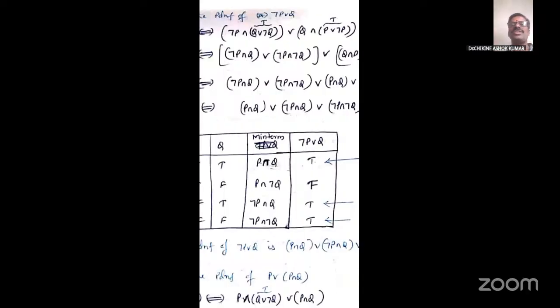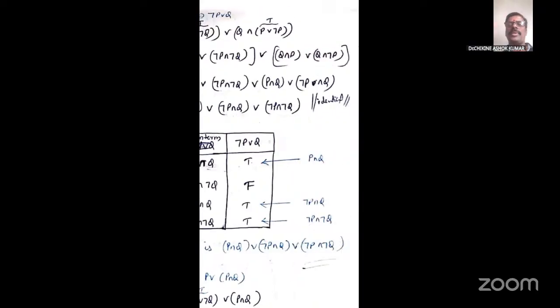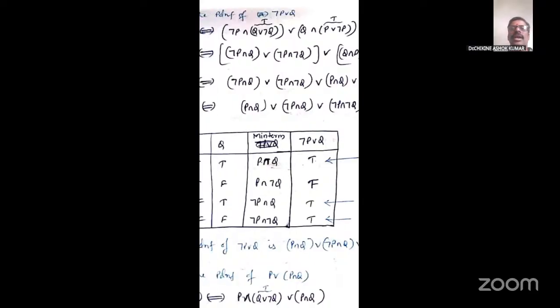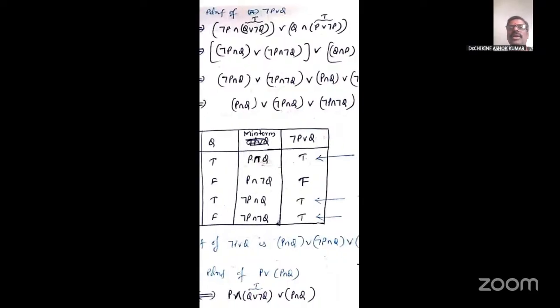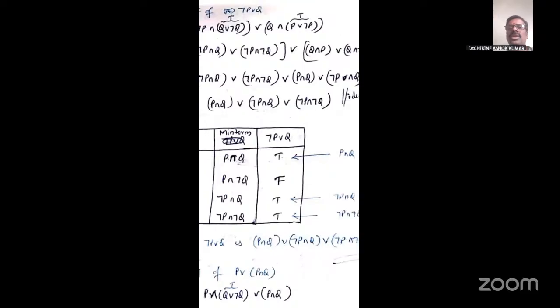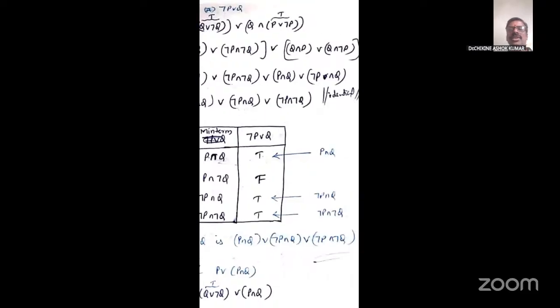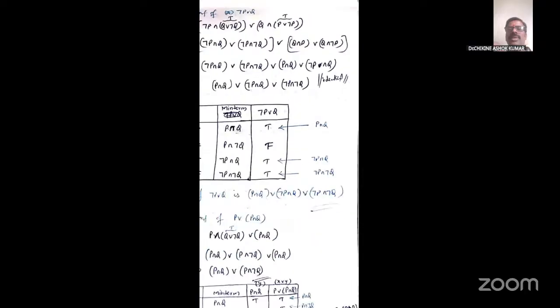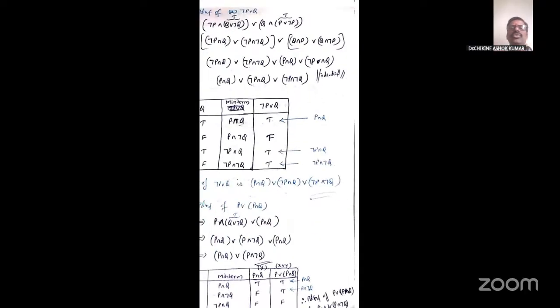Next, apply the distributive properties. A intersection B union C: negation P intersection Q union negation P intersection negation Q union. Here also the distributive property: Q intersection P union negation P, that is A intersection B union C, so Q intersection P union Q intersection negation P. Next, negation P intersection Q union negation P intersection negation Q union P intersection Q union negation P intersection negation Q. Now, if any of the terms are repeated, then write it only once.